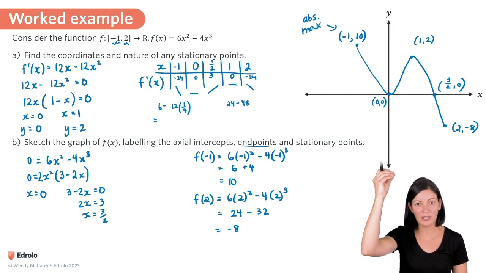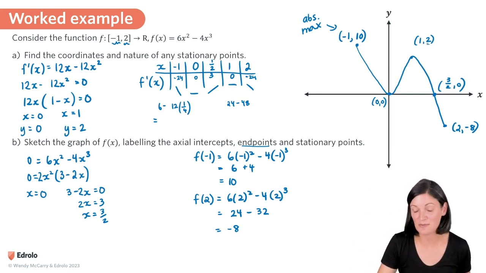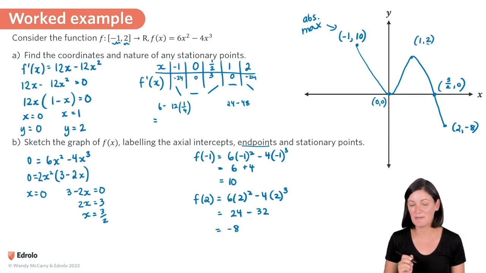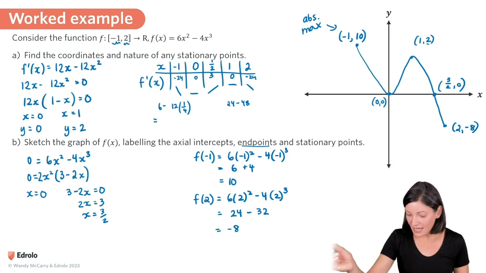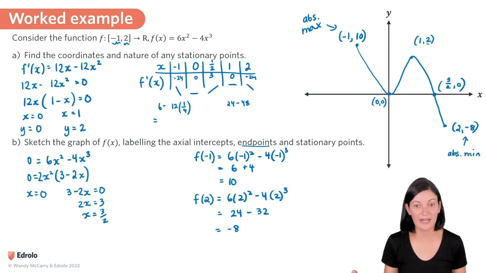That's where my y value is the greatest. And you can see my scale's not actually very good here, because that point is just 1, 2. So it should be a little bit lower maybe when I sketch it, but that's okay as long as it's labeled properly. And then my absolute minimum would be this point here, that endpoint when x equals 2, y equals -8.